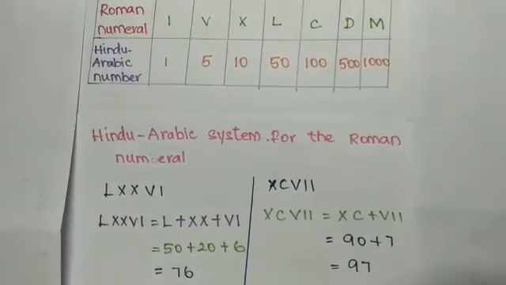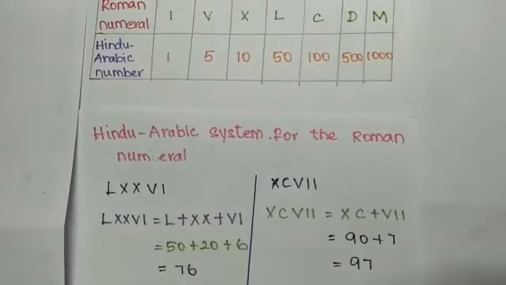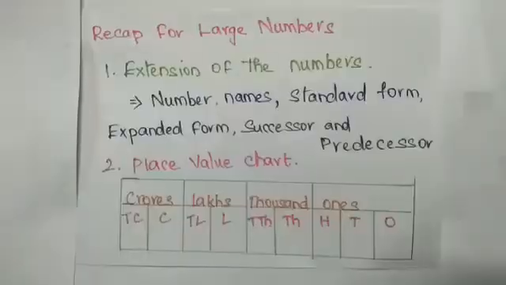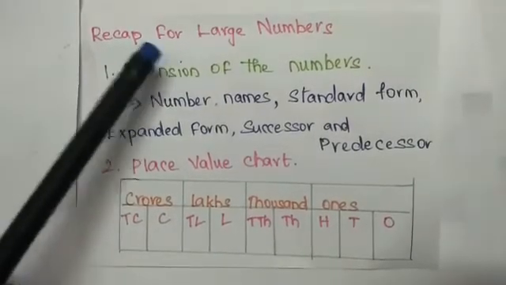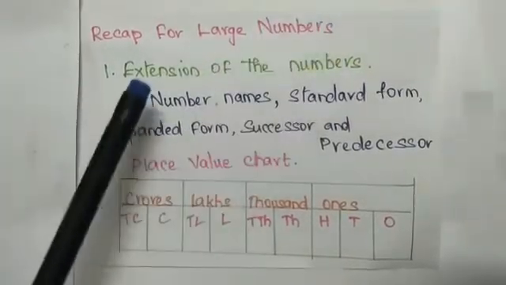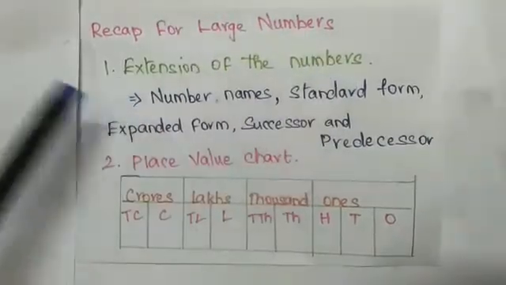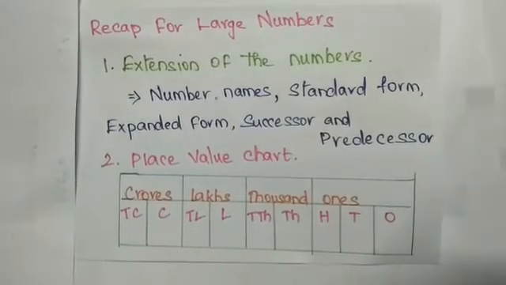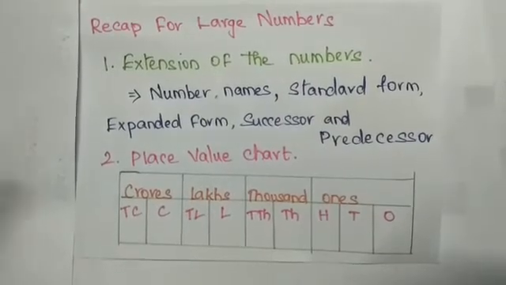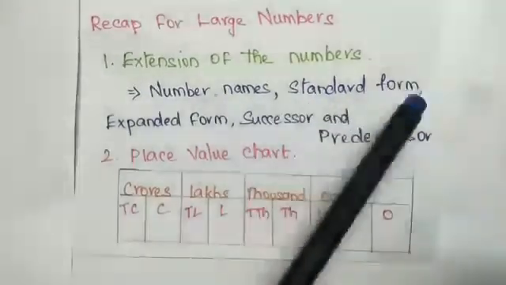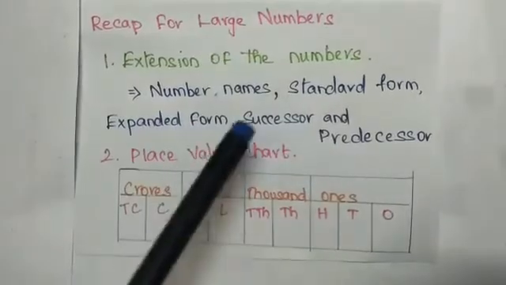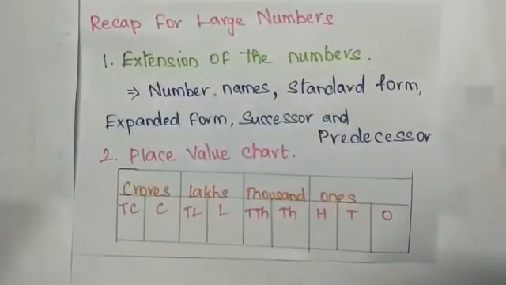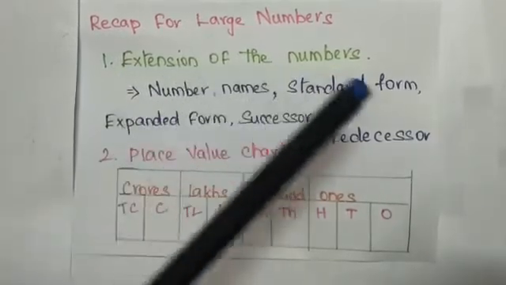Now these are the Roman system we have learnt. Now we are going to the quick recap of large numbers. Now this is the recap for the chapter of large numbers. Extensions of the numbers, which means we have 4-digit numbers, 5-digit numbers, 6-digit numbers and it goes on. In that we have learnt number names, standard form, expanded form, successor and the predecessor. We have learnt all those things in this extension of the number.